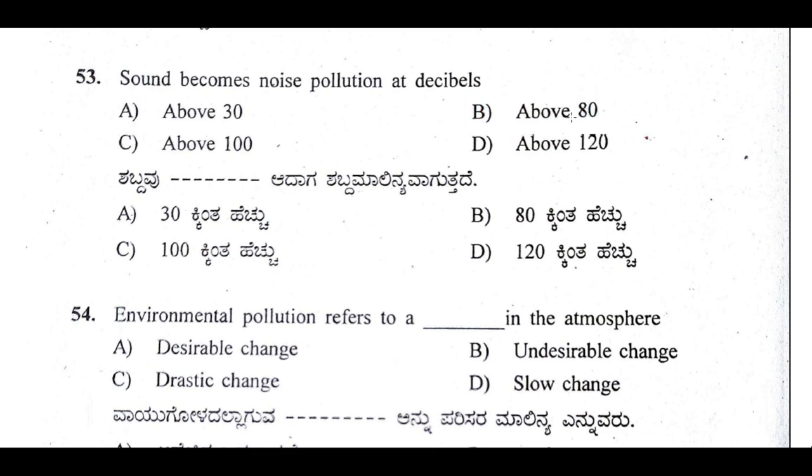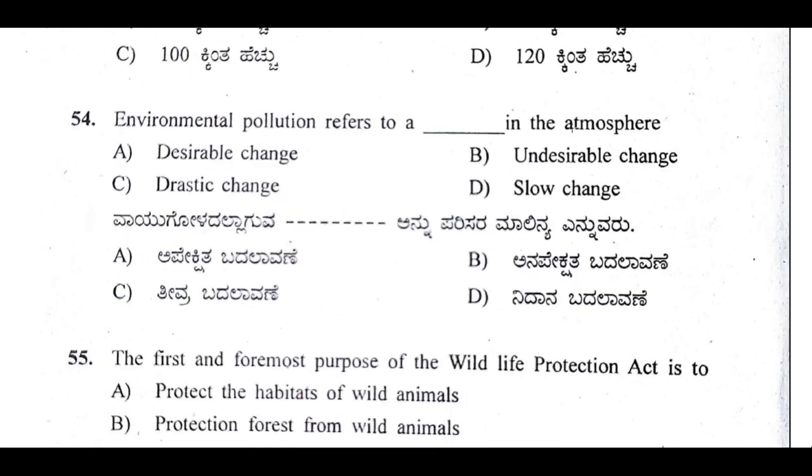Environmental pollution refers to a dash in the atmosphere. Option A, desirable change. Option B, undesirable change. Option C, drastic change. And option D is a slow change. So environmental pollution refers to introduction of harmful pollutant into the environment.